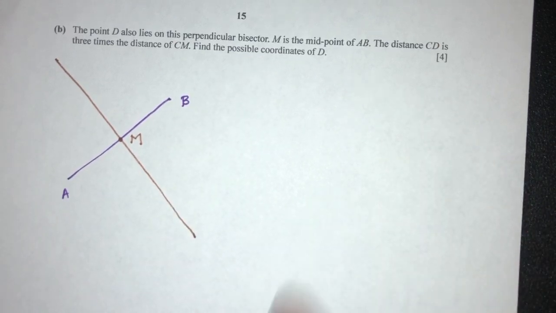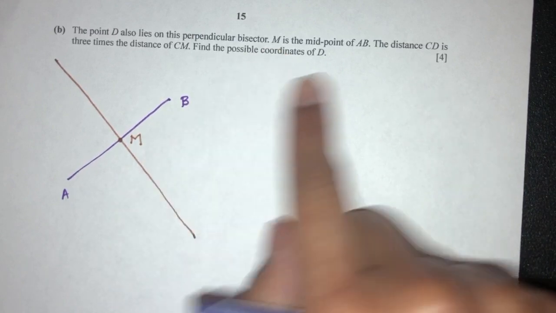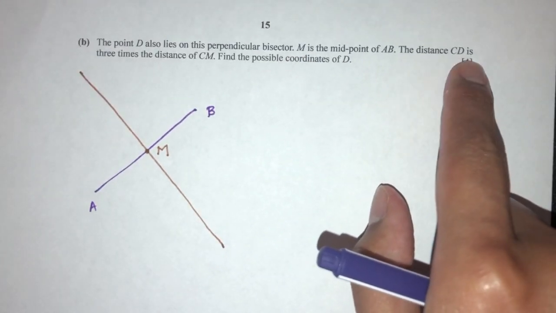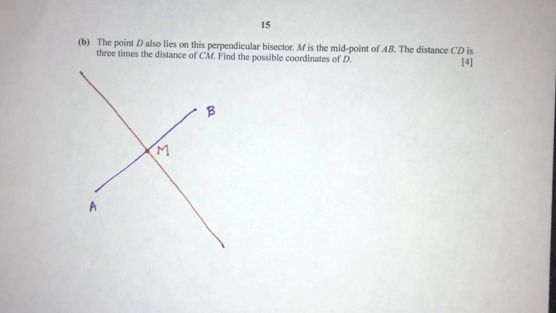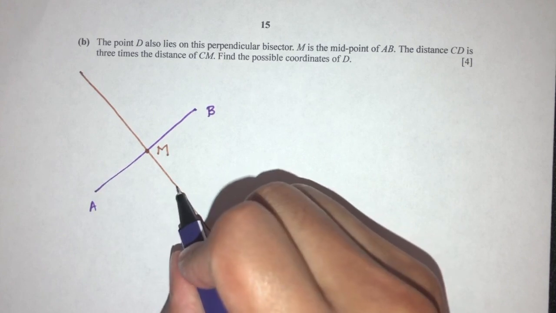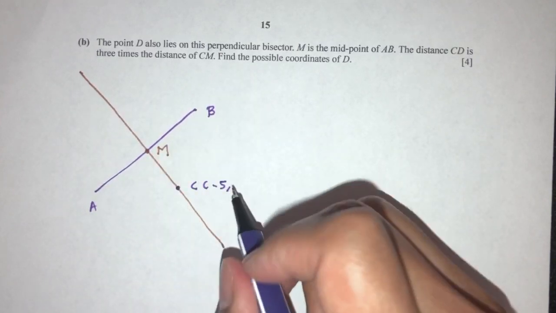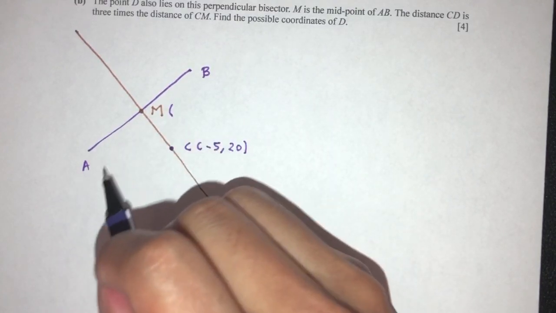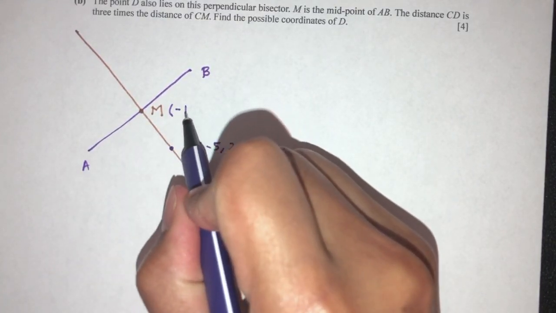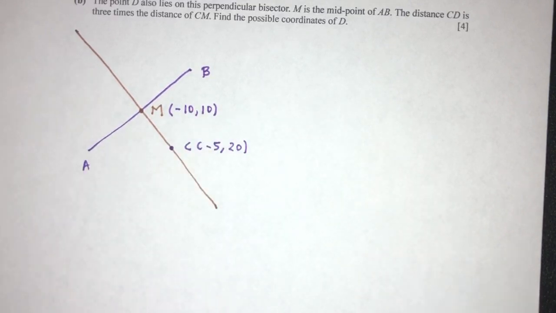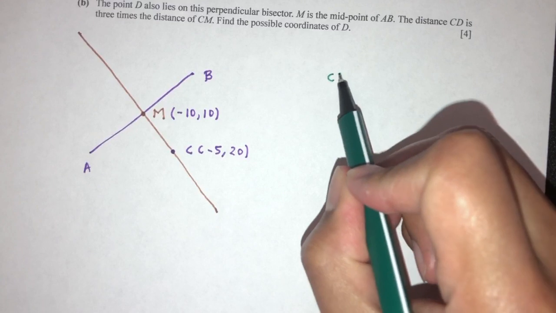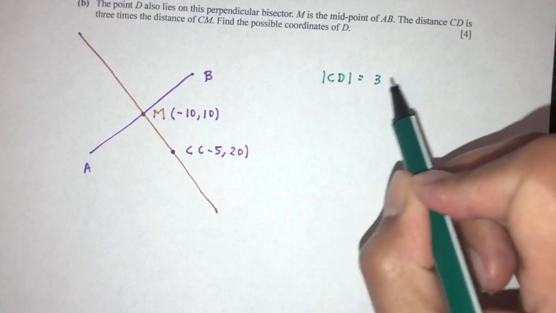So we know that M is a midpoint, great. We know that the distance CD is 3 times the distance of CM. So C is a point on the line. Let's choose a position for that. For example, let's say C lies over here. C was given to you by minus 5, 20. I think it should be here, but anyways, no big deal. The midpoint was given to you by the value of minus 10, 10. Now we are being told that the distance CD is 3 times distance CM.